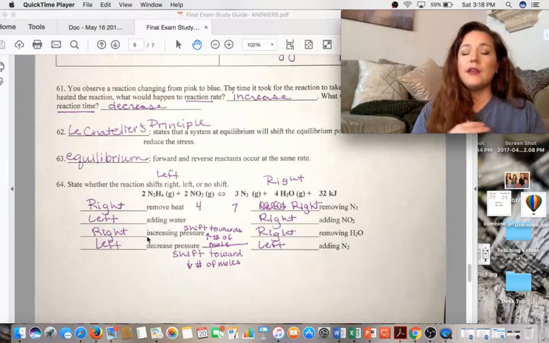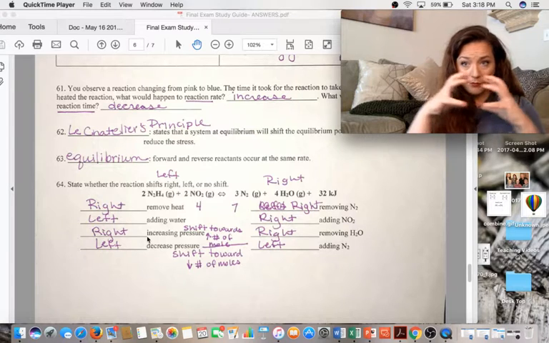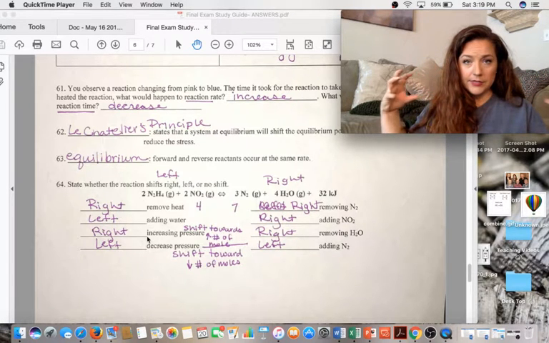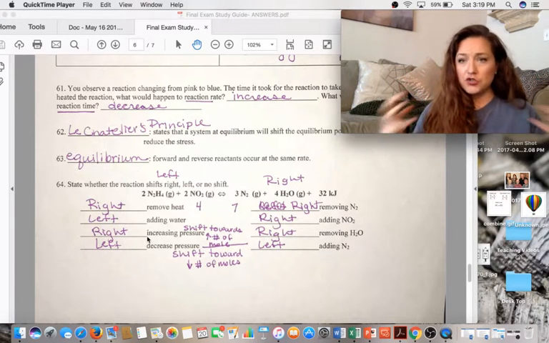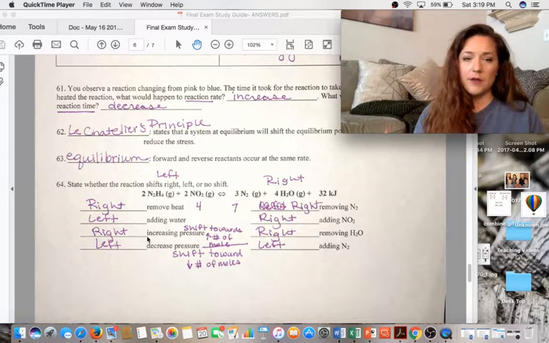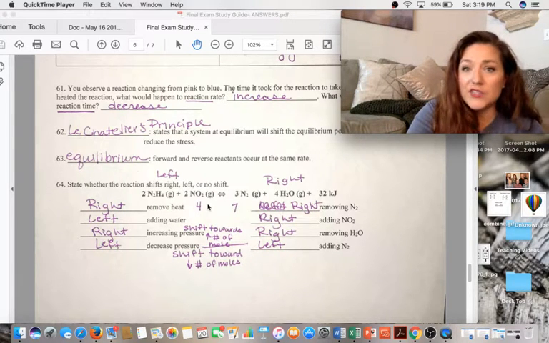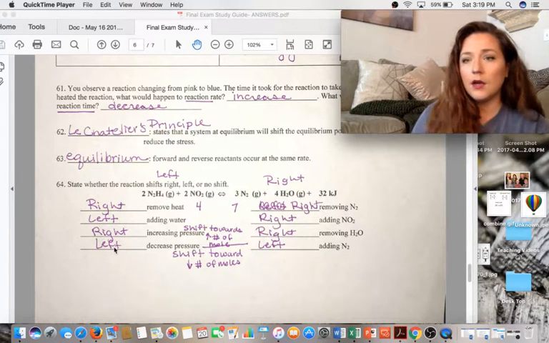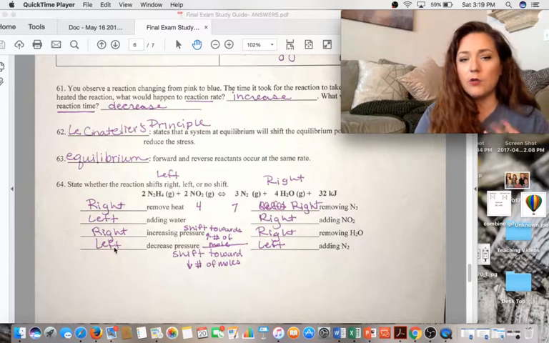Now, if I decrease the pressure, it's going to shift towards the smaller number. So, which one's higher, 4 or 7? The left side, 4. So it's going to be a left shift. Please let me know if you guys need more help with that.